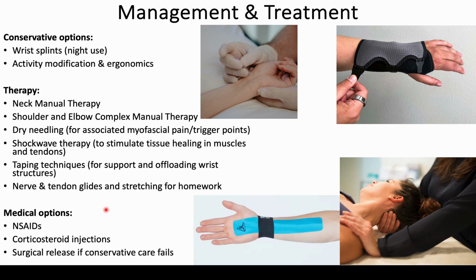When it comes to management and treatment, these are some of the things that us as therapists can offer. We can look at getting you night splints. These are worn at night because they stabilize your hand and your wrist. Let's say you're sleeping in that wrist flexed position, that's going to irritate the nerve even more. So that's the whole point of the splint, to stabilize everything.